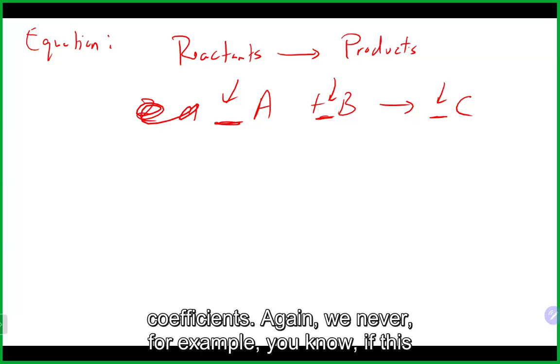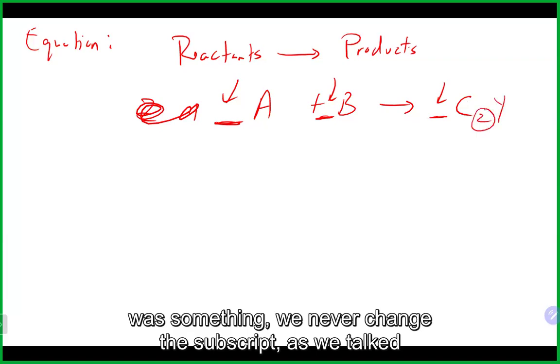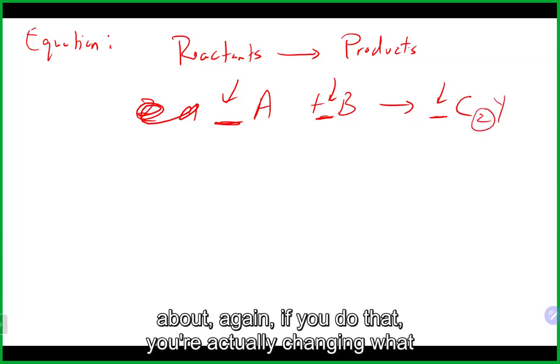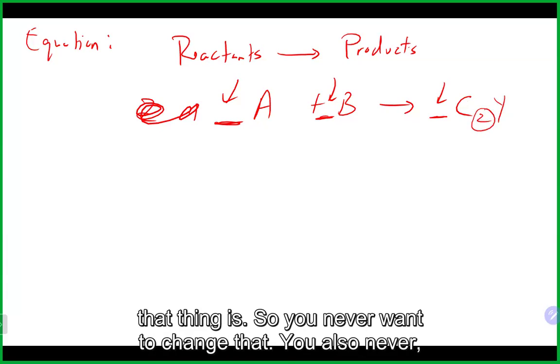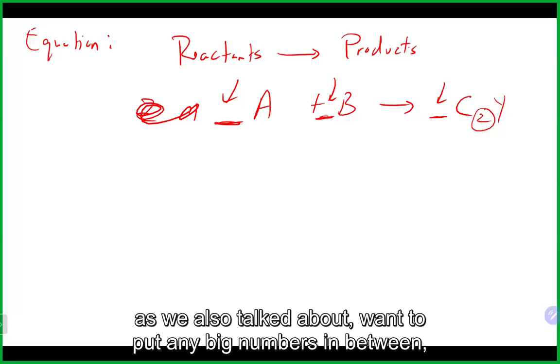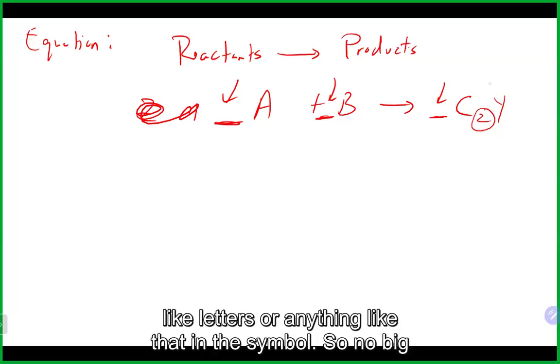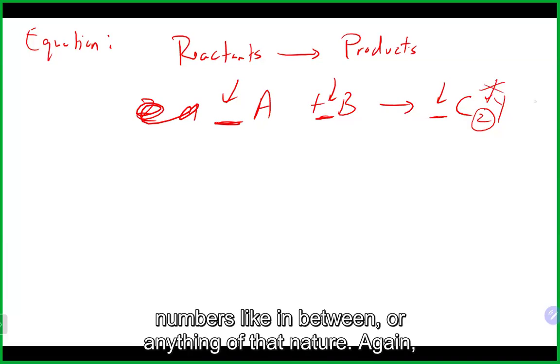So only coefficients. We never change the subscript, as we talked about. If you do that, you're actually changing what that thing is, so you never want to change that. You also never want to put any big numbers in between, like letters or anything in the symbol. So no big numbers in between or anything of that nature.